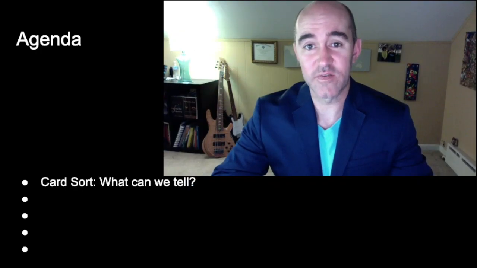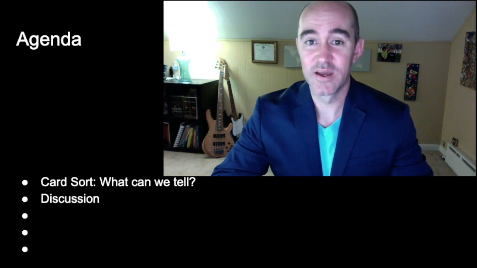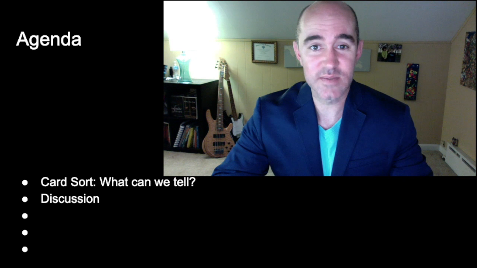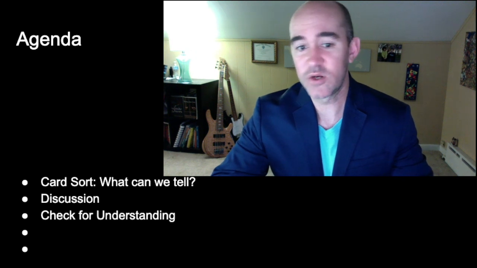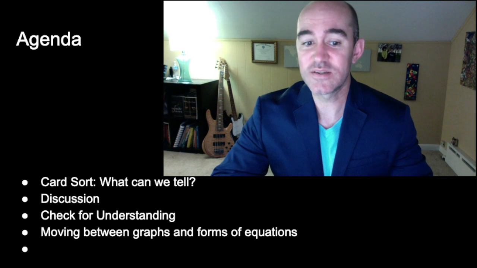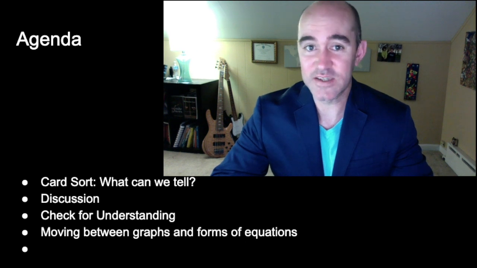We're going to do a card sort to try to figure out what we can tell from each form of the equation. You're then going to have a brief discussion about it. You're then going to go through a few screens in Desmos that are going to serve as sort of a check for understanding. You'll then work on moving between graphs and different forms of equations, and then at the end you'll have an exit ticket to show what you know. Let's get started.